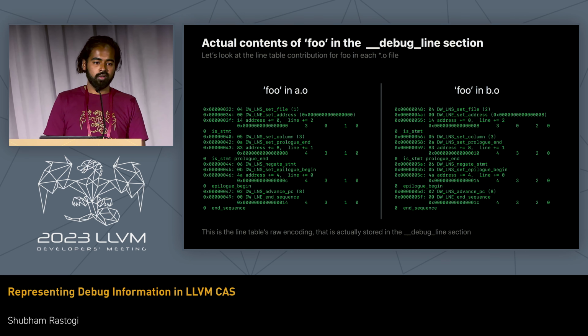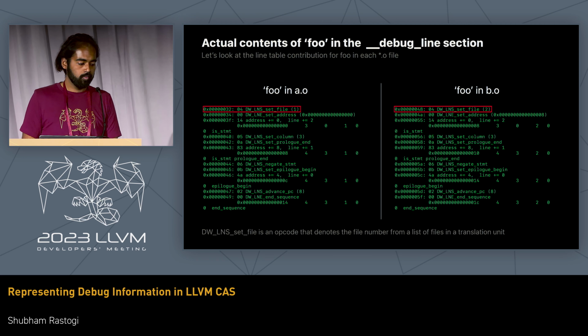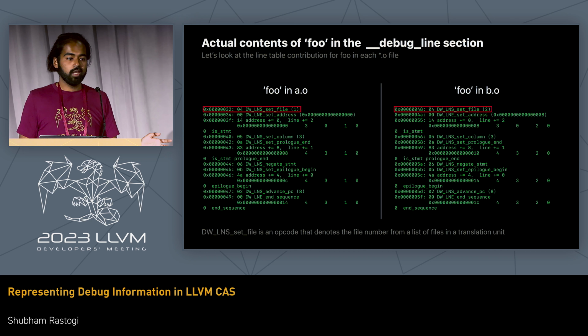If we zoom in, we'll see something like this. This is the raw encoding that is stored in the debug line section, which is then expanded by the line table state machine by the debugger. At the top here, we can see there's an opcode called DW_LNS_set_file. This opcode represents a file number from a list of files included in that translation unit. And because the list of files for a translation unit are not guaranteed to be in the same order, this number does not deduplicate across translation units for the same header file.